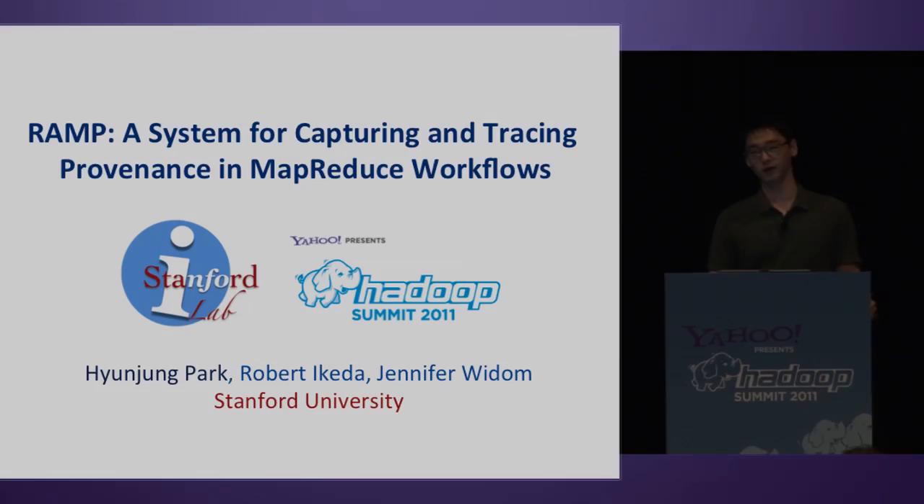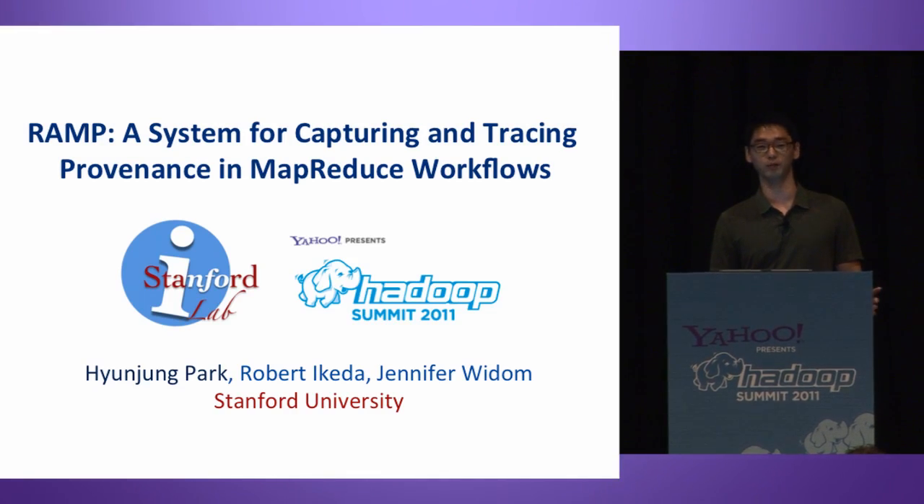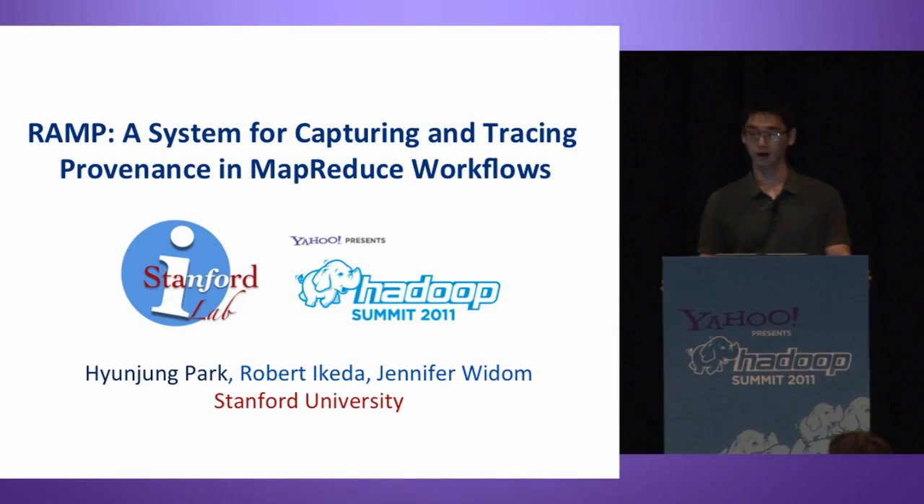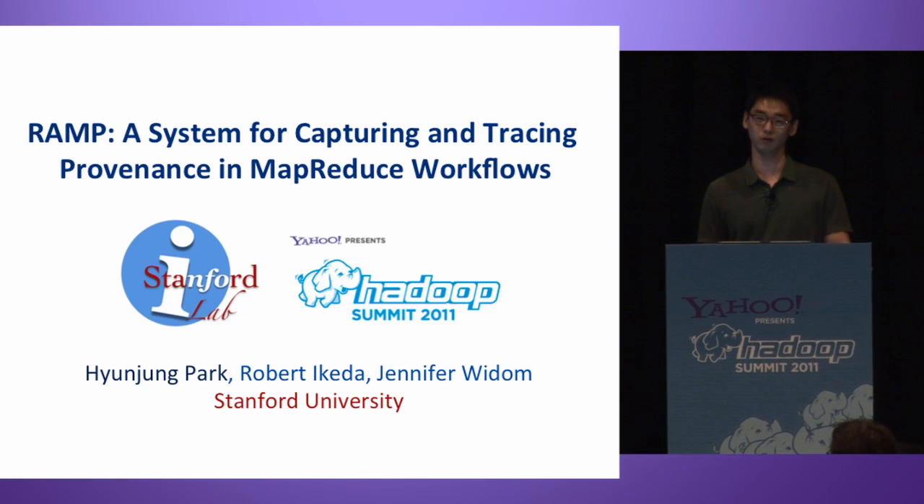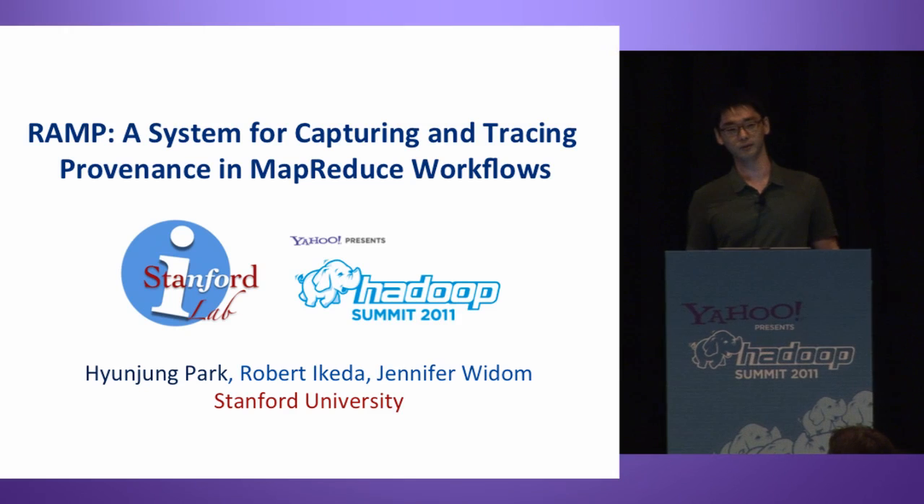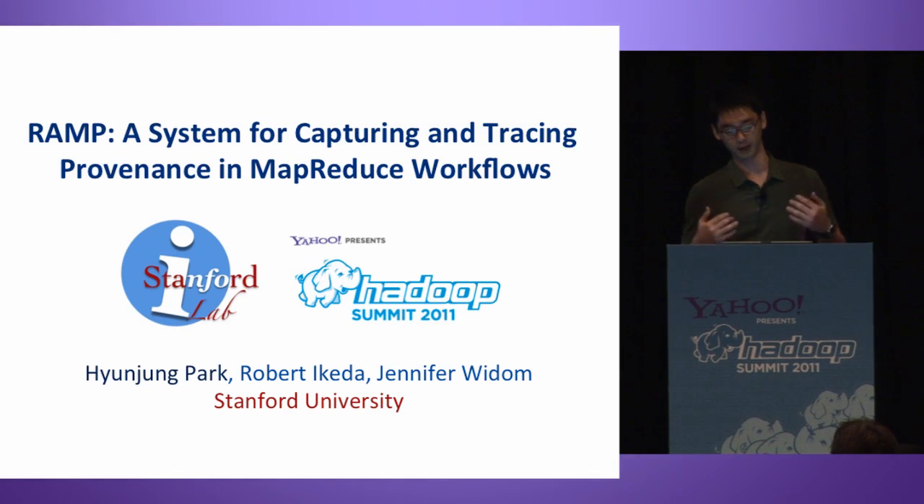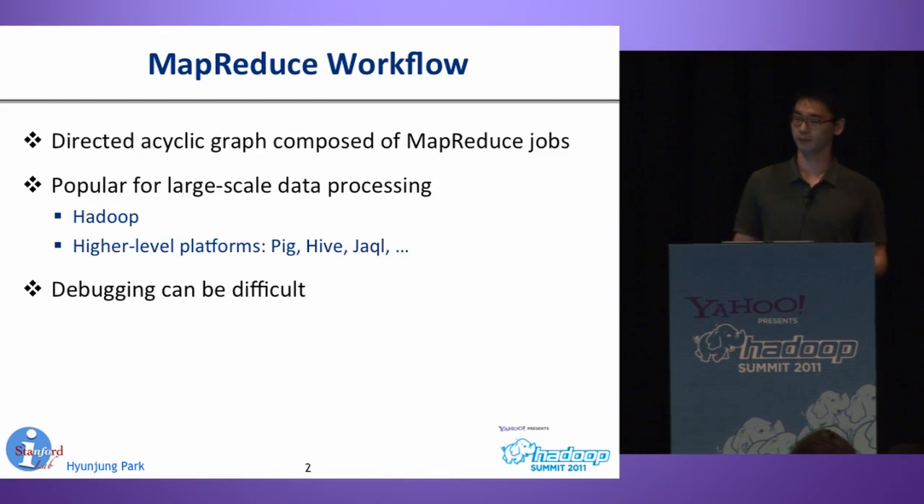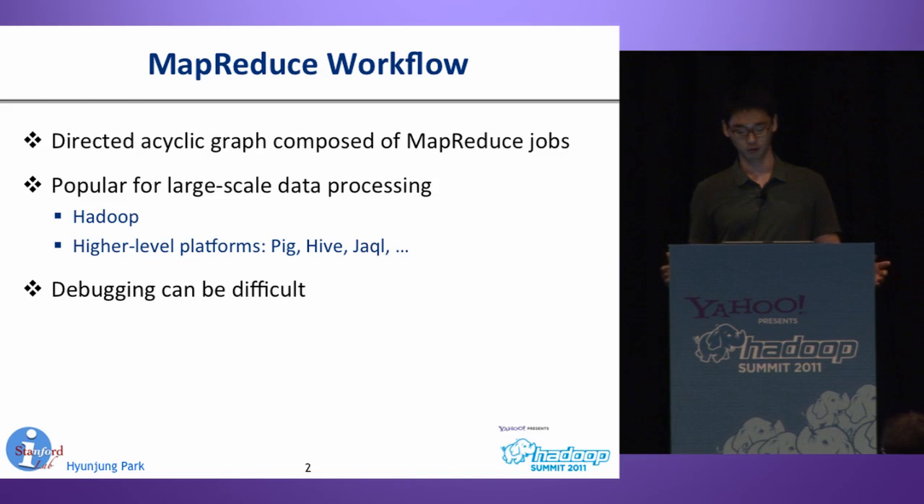Let me start with a brief motivation. Today, it is extremely common to use MapReduce workflows for large-scale data processing tasks. Just to clarify, a MapReduce workflow is a directed acyclic graph whose nodes are MapReduce jobs, and edges represent the flow of data. There are various ways to program a MapReduce workflow. You can use Hadoop directly, or there are popular tools like Pig or Hive that create MapReduce workflows for you.